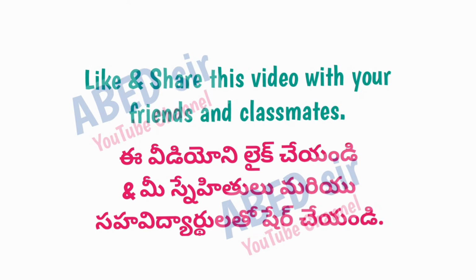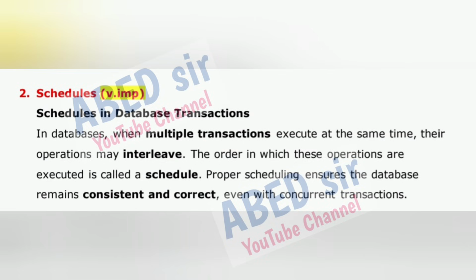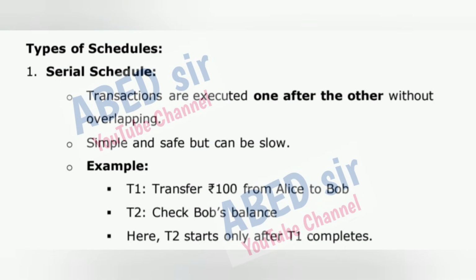Next important long question is: 2. Schedules in database transactions. In databases, when multiple transactions execute at the same time, their operations may interleave. The order in which these operations are executed is called a schedule. Proper scheduling ensures the database remains consistent and correct, even with concurrent transactions. Types of schedules. 1. Serial schedule. Transactions are executed one after the other without overlapping. Simple and safe but can be slow.